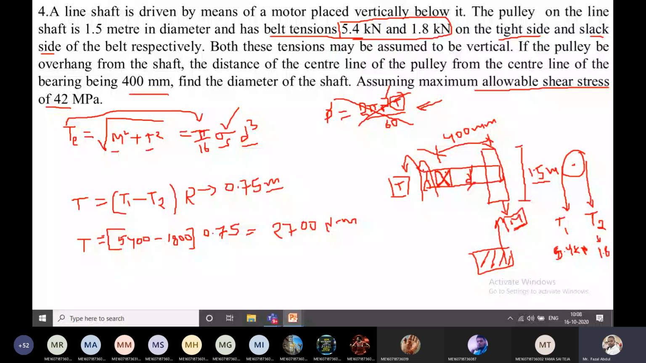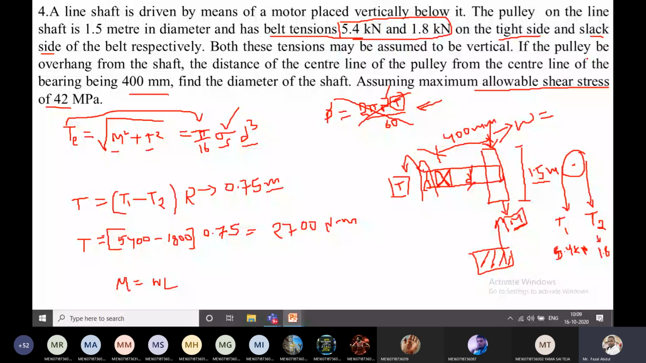What is the bending moment equation? W into L. What is the W here? Read the question. Load is not given; in the entire question there is no mention of the load. So we need to calculate the load. Whatever the tension in the tight side and slack side, that represents the load. If you add T1 plus T2, that represents the load here.